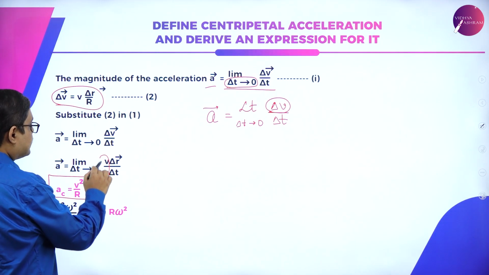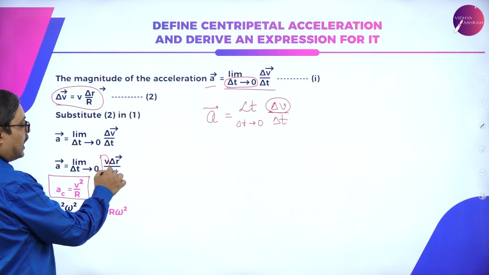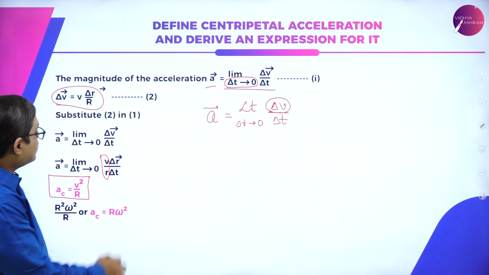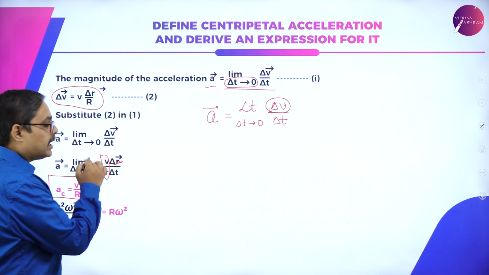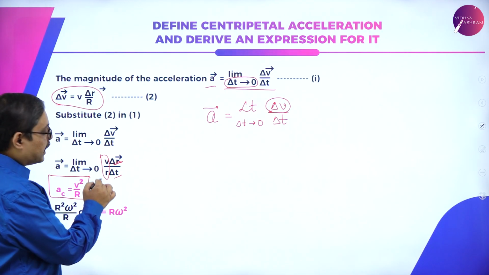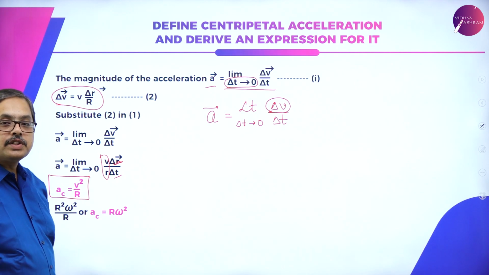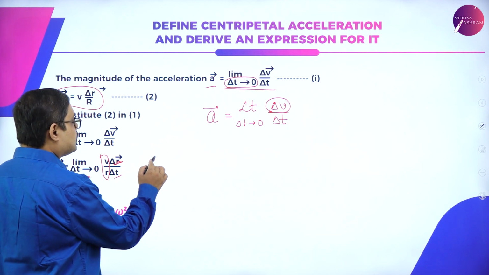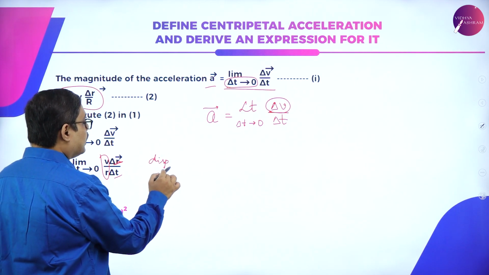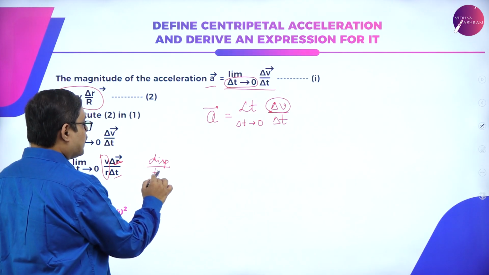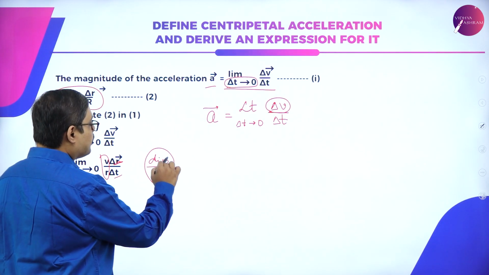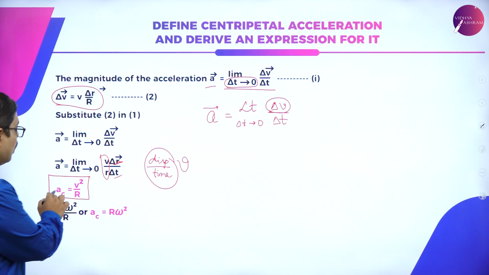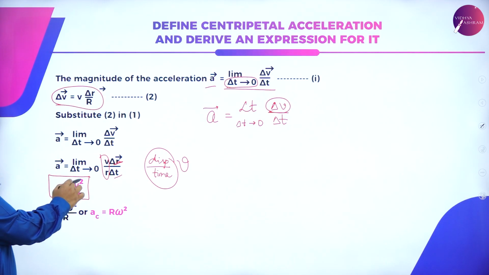How do I get this? This is V by R. What is delta R by delta T? Delta R is change of position, which is displacement, with respect to time. This will give me velocity. So centripetal acceleration is given by V squared by R.